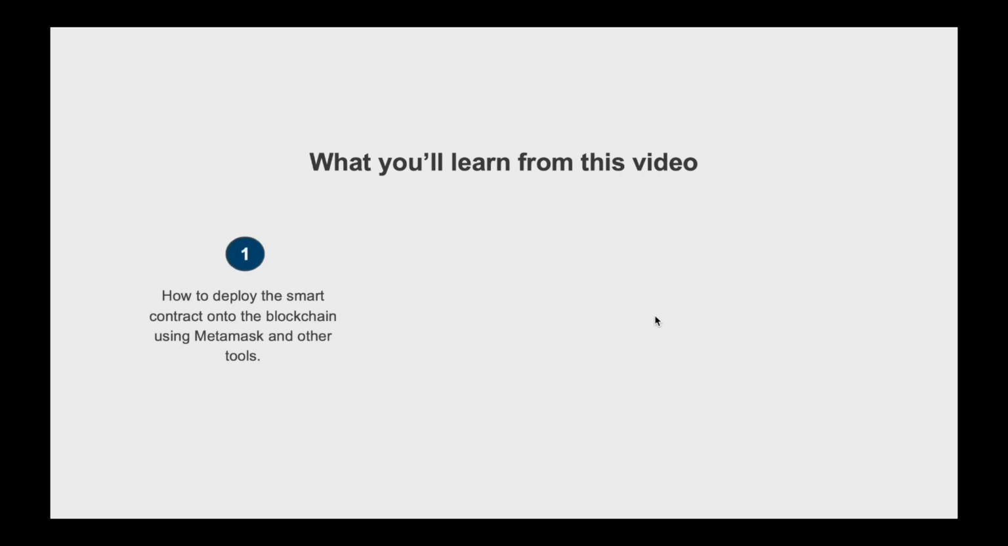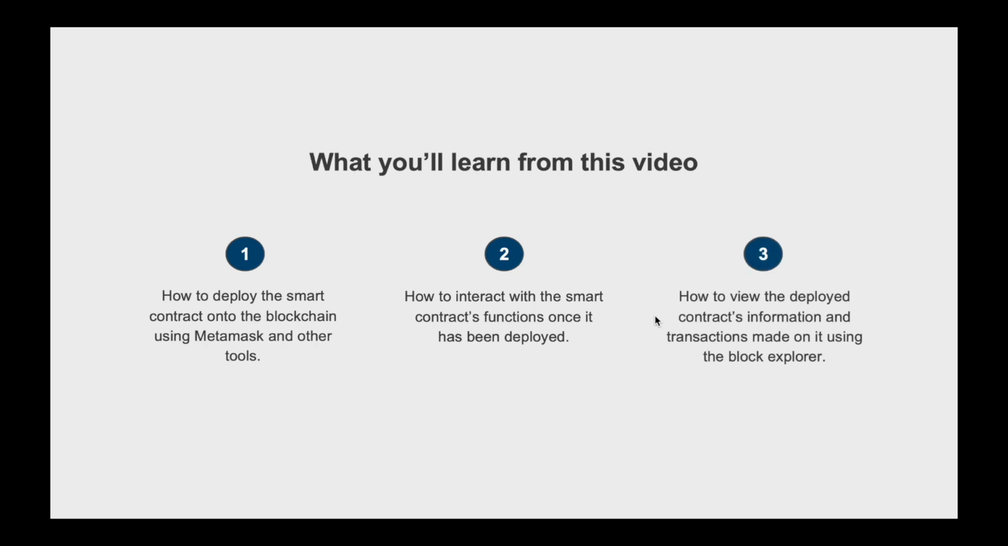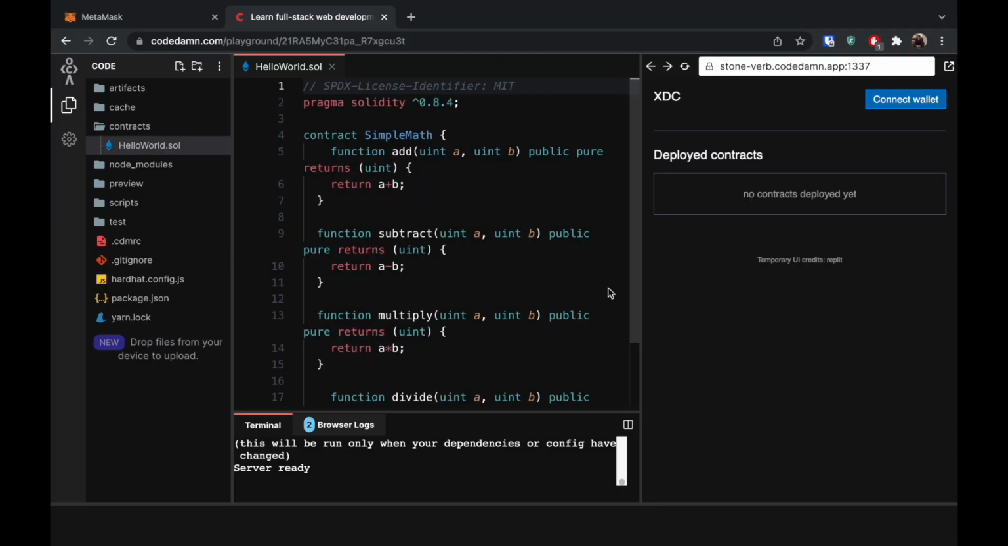The first is to deploy a smart contract onto the XDC test network. This will be done using the Metamask setup which we did in the first video of the workshop. The second thing we will be doing is interacting with the functions within the smart contract which we have created. And finally, we will see relevant information about the deployed smart contract using the Block Explorer, which we learned about in the previous video.